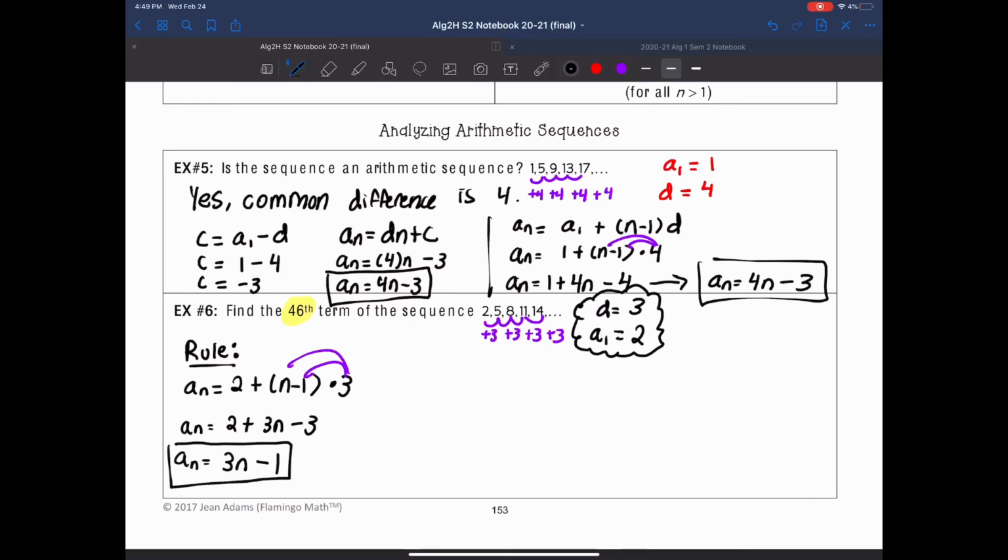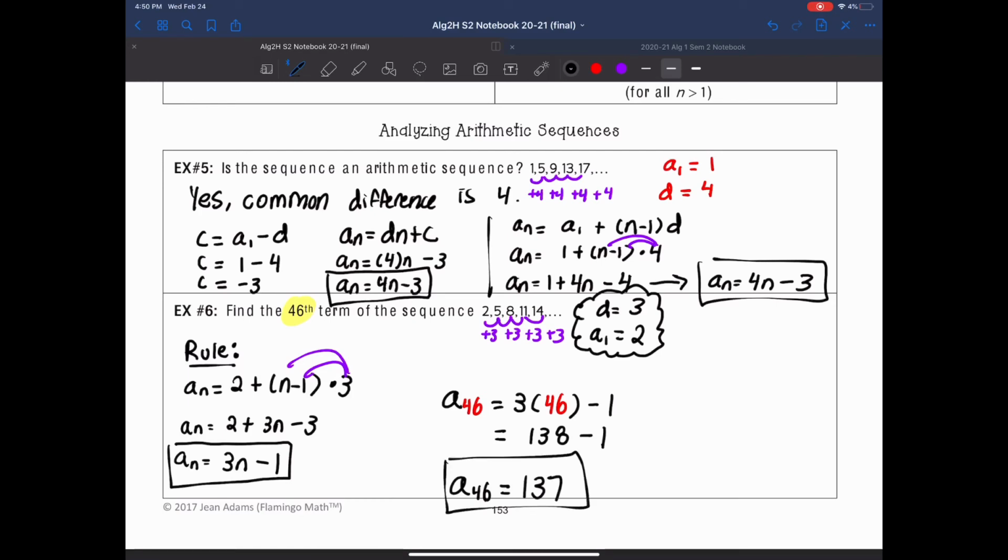Now, if I want to find the 46th term, all I'm going to do is figure out what a sub 46 is equal to. Or in other words, I'm just plugging 46 in for n. So I have 3 times n, but instead of n, I put 46. So 3 times 46 minus 1. Now, if I simplify that a little bit, I know that 3 times 46 is going to give me 138 minus 1. So I find that a sub 46, the 46th term of the sequence, is going to be 137. And those are my answers to example number 6.